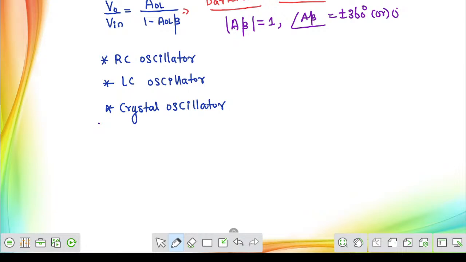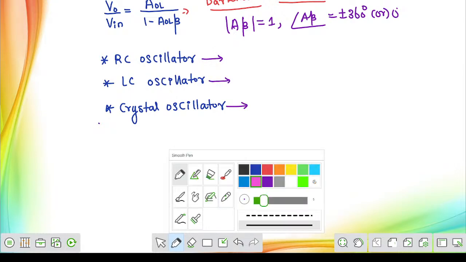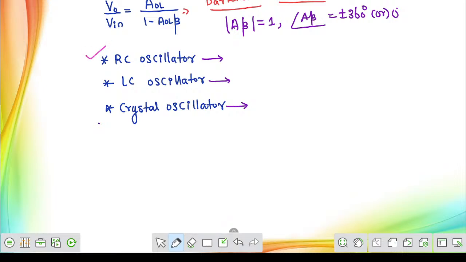When we are observing the RC oscillators, one more question is directly framed. All these oscillators have a certain range of frequency. The frequency of oscillation generated by the RC oscillator is nothing but audio frequency when we are talking about the RC phase shift oscillator. So the RC phase shift oscillator deals with audio frequency. That is one more question.